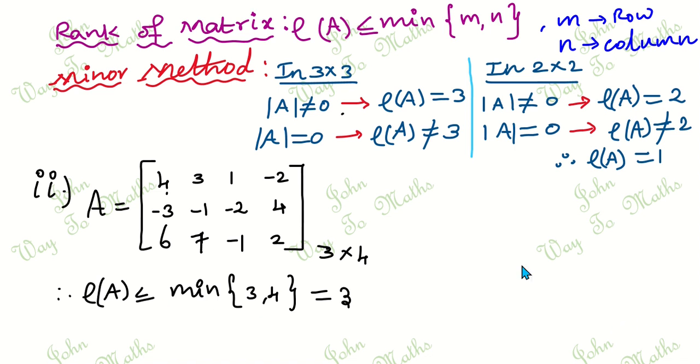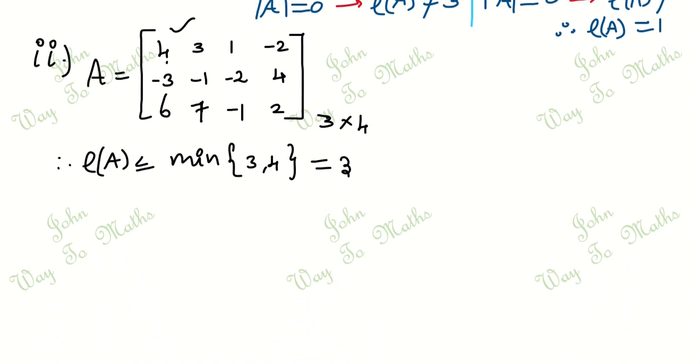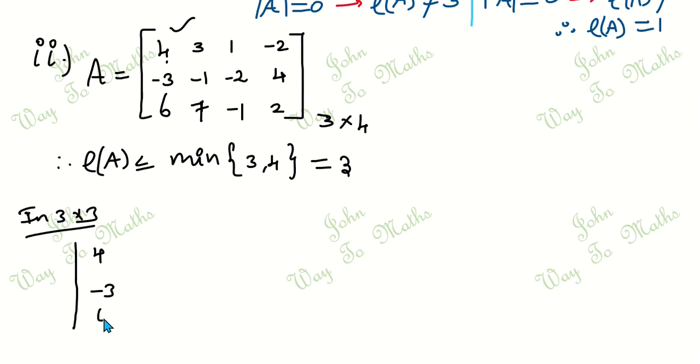So first I'm going to consider the first column and choose the 3 by 3 matrix, in matrix form. Okay, first I'm going to consider the 3 by 3 matrix. The determinant of 4 minus 3 6, 3 minus 1 7, 1 minus 2 minus 1, with signs plus minus plus.